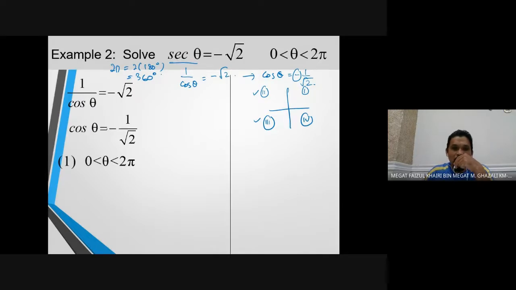Okay, cos theta equal to negative 1 over square root of 2. So it lies in the second and the third quadrant. And we need to find the basic angle first. So for this one, theta equal to arc cos of negative 1 over square root of 2. Because the basic angle we want is always positive, we take the absolute value. So the absolute value of negative 1 over square root of 2 becomes positive. So arc cos of 1 over square root of 2.